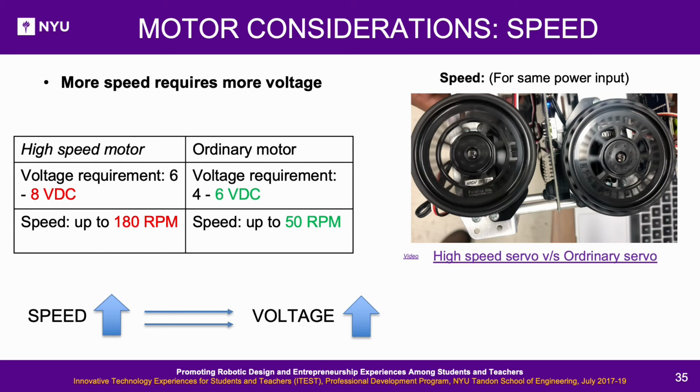This information can be obtained from the datasheet provided by the manufacturer. It can be found by searching online using the part number. Watch the video on the right that compares a high-speed and an ordinary servo from Parallax.